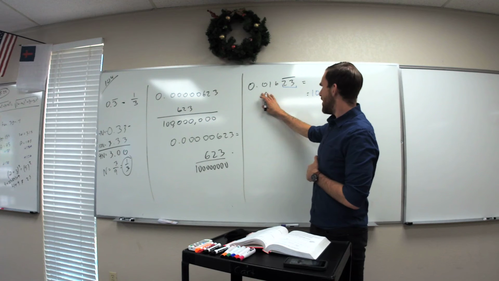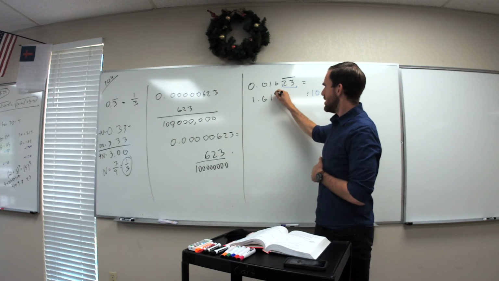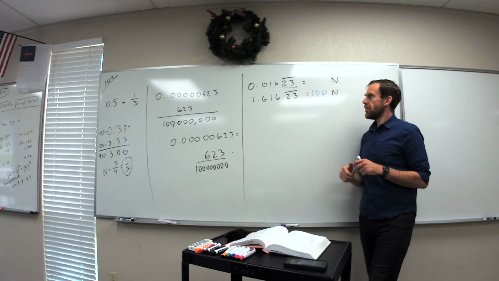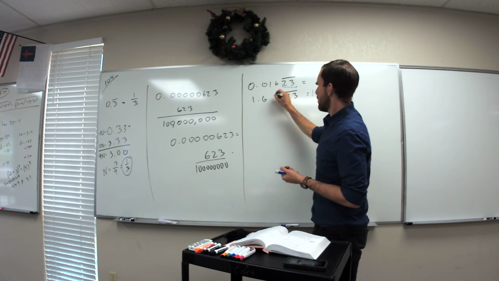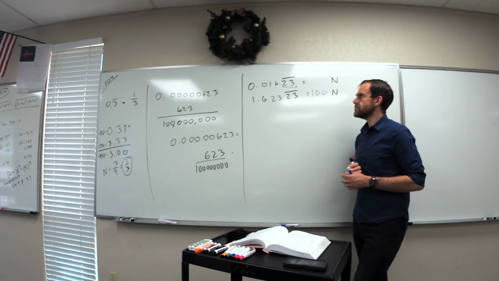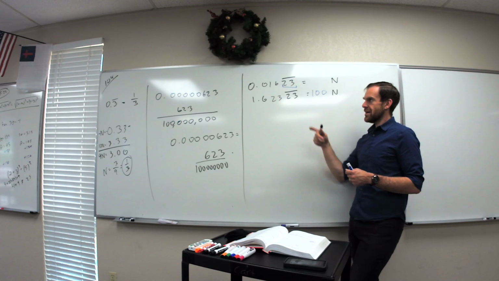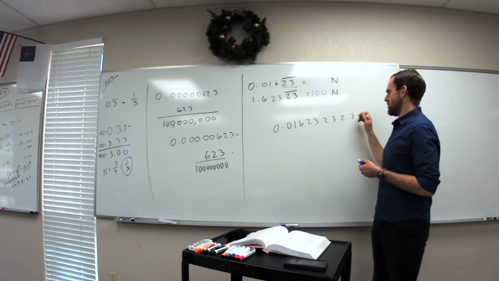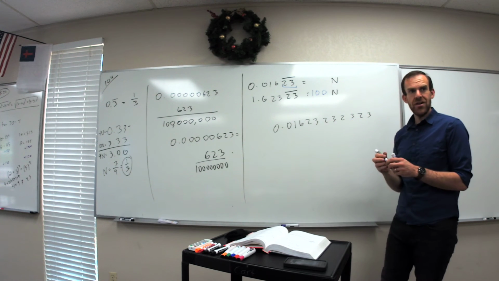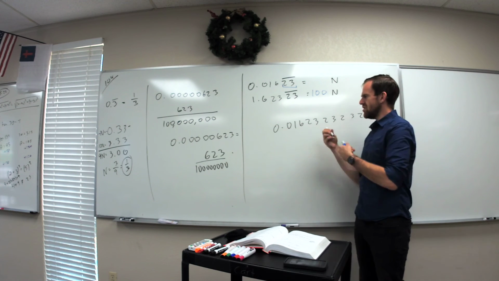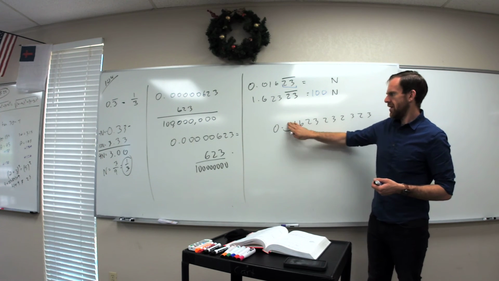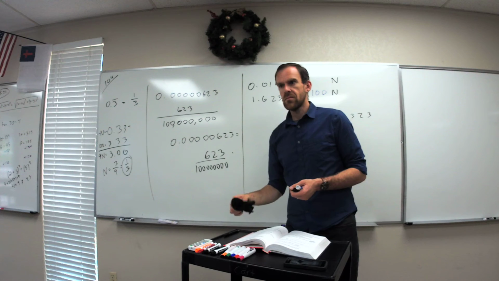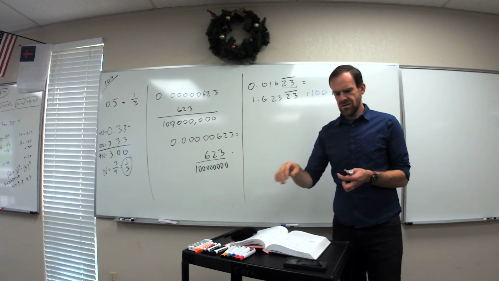Okay? Now I have 1.61623 repeating. If you're on a 0. There we go. Right? Because this number is 0.0162323232. So if I multiply by 100, it moves the decimal point over 2, and then you get 1.62323232323. Okay?